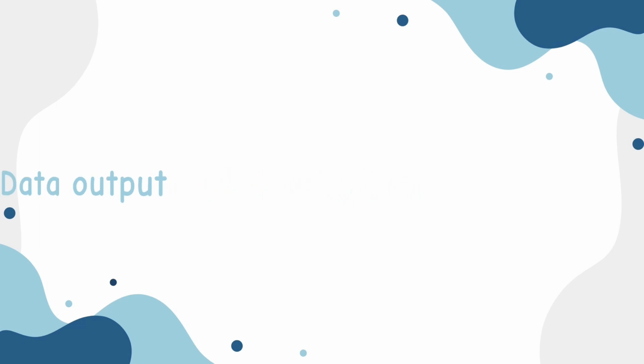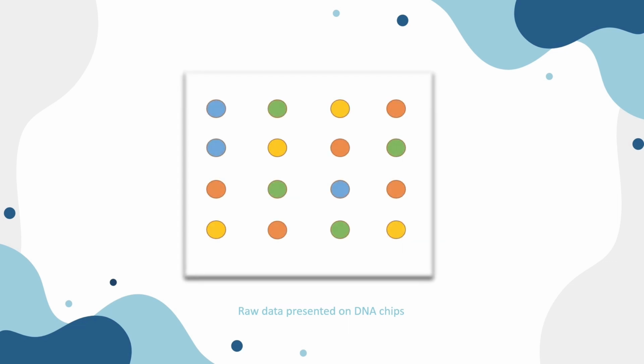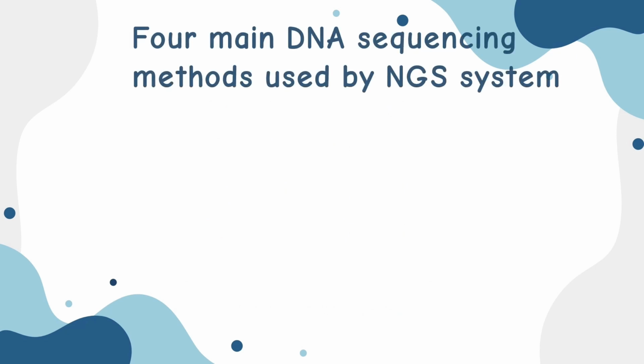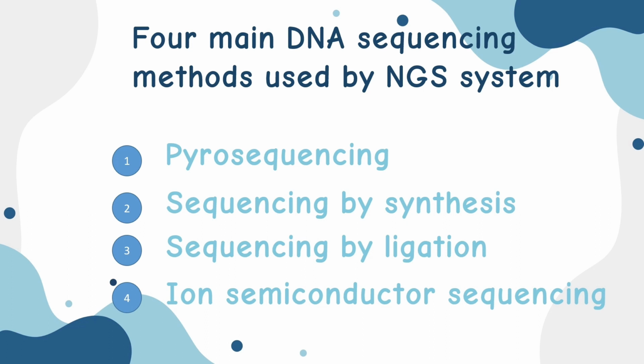3. Data output. Each machine provides raw data at the end of the sequencing run. This raw data is the collection of DNA sequences generated for each DNA cluster. The differences between the different NGS platforms lie mainly in the technical details of the sequencing reactions. They can be divided into sequencing by synthesis, sequencing by ligation, and ion semiconductor sequencing.